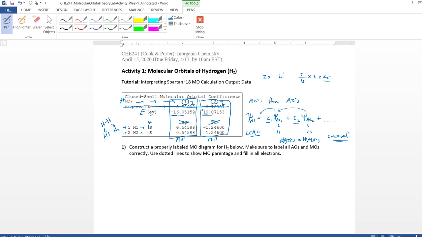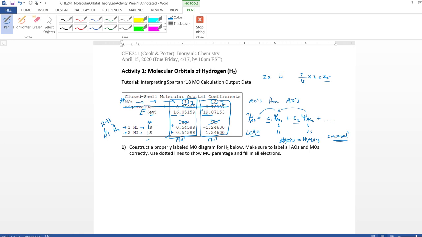If you look at this, you're going to see, okay, I've got some positive values here. And so both of these are positive. So essentially that means orbital 1s on hydrogen 1 and orbital 1s on hydrogen 2, they are in phase. They are going to constructively interfere, right? So what does that look like? Well, that's going to look like something like this.